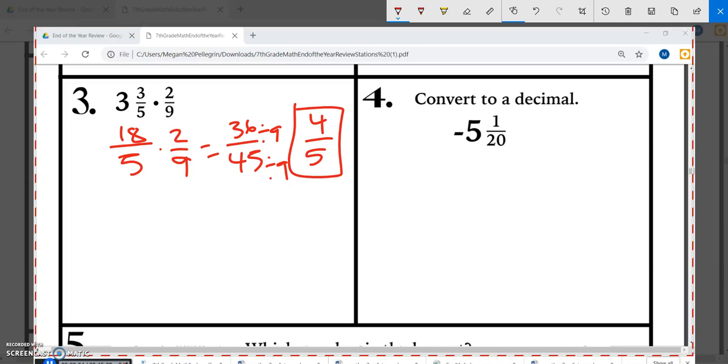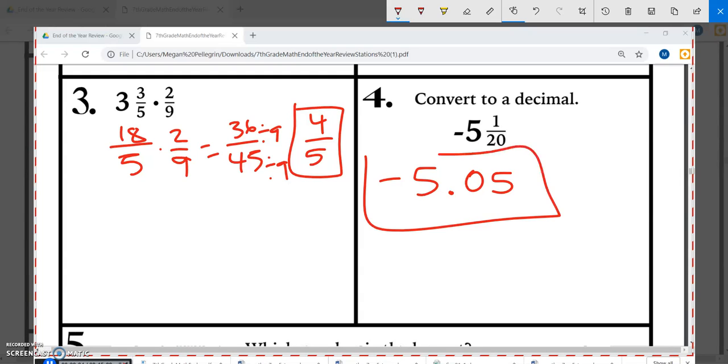Okay. Convert to a decimal. So my answer is going to be a -5 point, because it says -5 and 1/20th. So 1/20th, all I do is divide 1 divided by 20, and that gives me 0.05. And so there's my answer. It's that easy if you have a calculator. Otherwise, you have a little bit of long division.